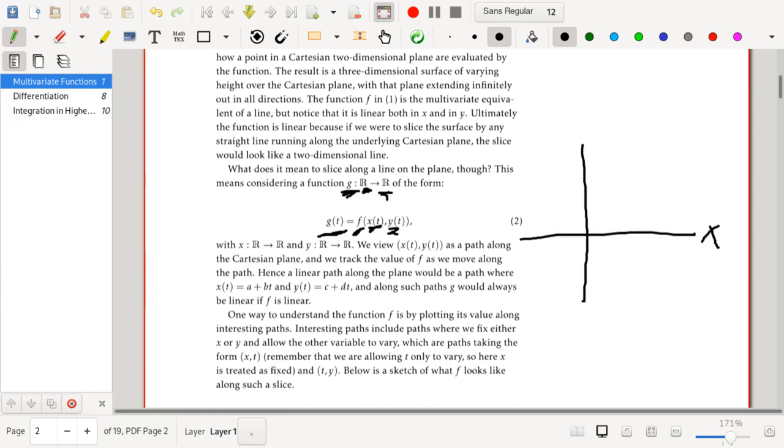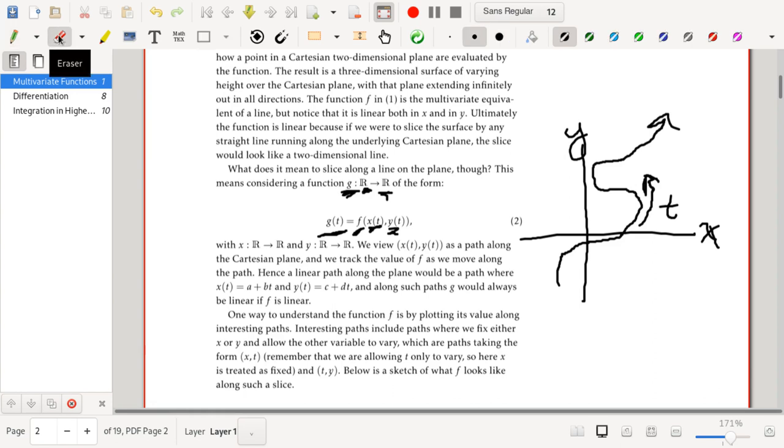Here we have an x-axis and a y-axis, and t, we kind of think of t as time, and we think of it as defining some path along the Cartesian plane. So as we're moving along the path, we are increasing t. All right, so we're defining some path along the plane, and as we move along the path, we are tracking the value of our function f.